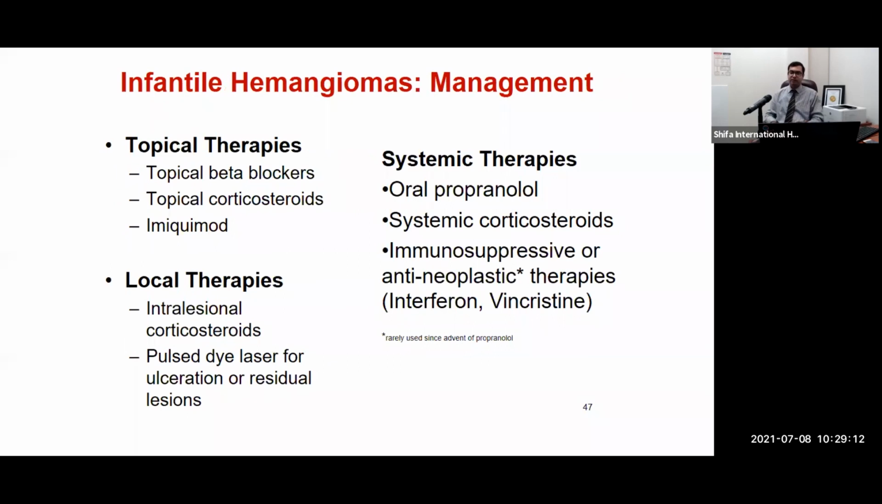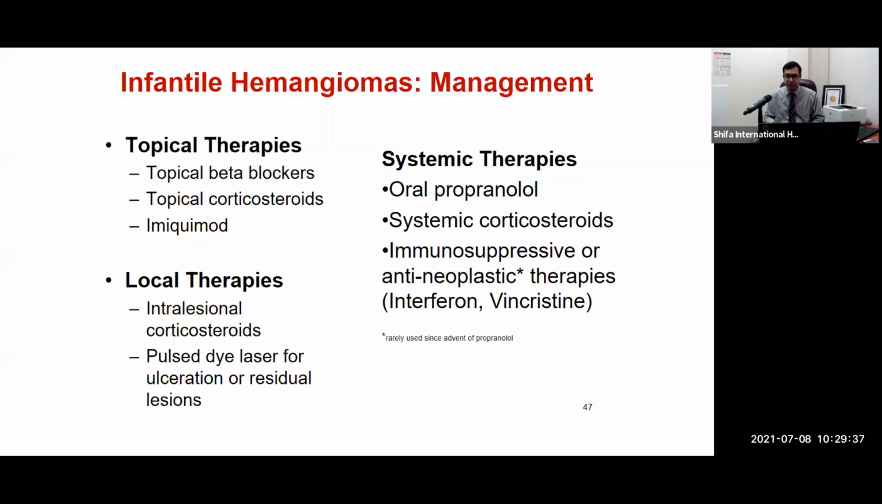So infantile hemangiomas: topical therapies, beta blockers, steroids, imiquimod. To my knowledge, unfortunately, imiquimod is not available in Pakistan. Please correct me if I'm wrong. Write down in the text box the name it's available in, so obviously I can get myself updated. I've only been in Pakistan for nearly 2 months, so it's a bit of restricted information for me with regard to this. Supply chain issues are very common here.